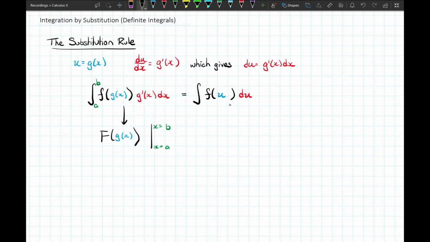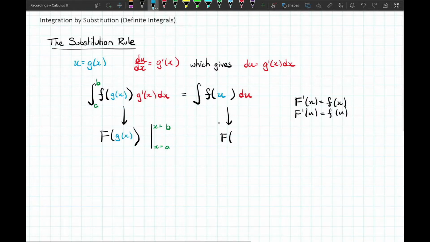Now, if you've changed the variable to f of u, then let's say, again, capital F is an antiderivative. Maybe we'll write that off the side here. F prime of x equals little f of x. And x is just a variable, so it doesn't even matter. F prime of u would still then, of course, just equal f of u. Well, by changing the variable to u now, the antiderivative would be capital F of u, and then we would evaluate that as well. But we can't evaluate that at x equals a and x equals b because our variable is u now at this point in time.